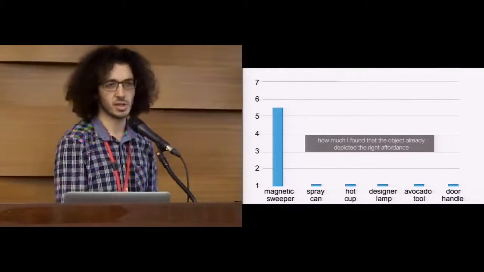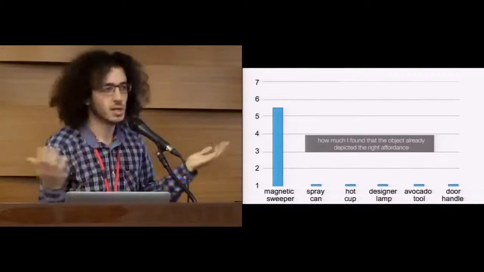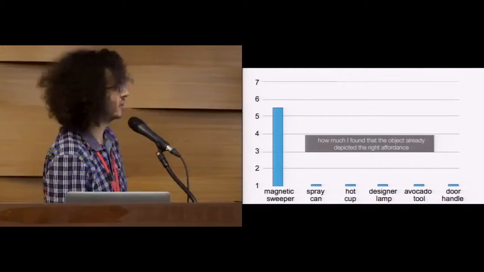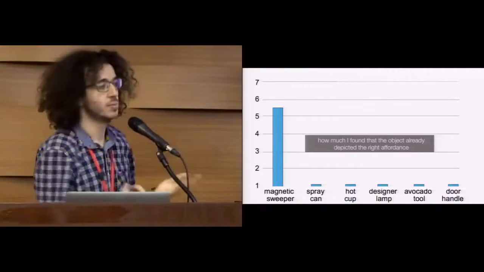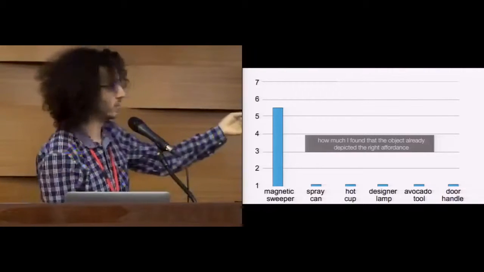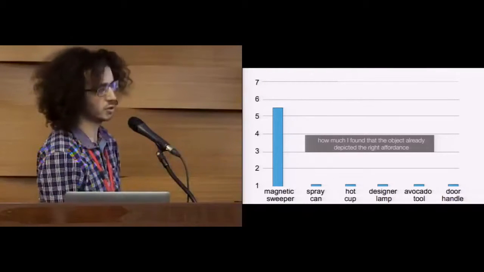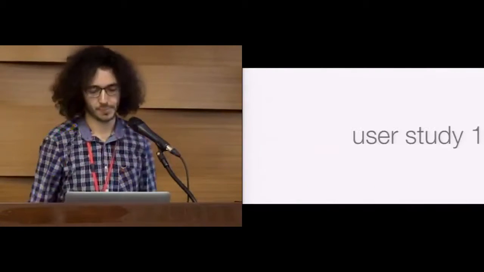And you kind of see here that's what correlates. We asked them, how much do you think that in the first 5 seconds you saw the object, the traditional affordance already depicted what you had to do? And they said, well, in the magnetic sweeper I kind of got it, but all the others, I was clueless. And actually 10 out of 12, something like that, forgot to shake the spray can, and so forth.